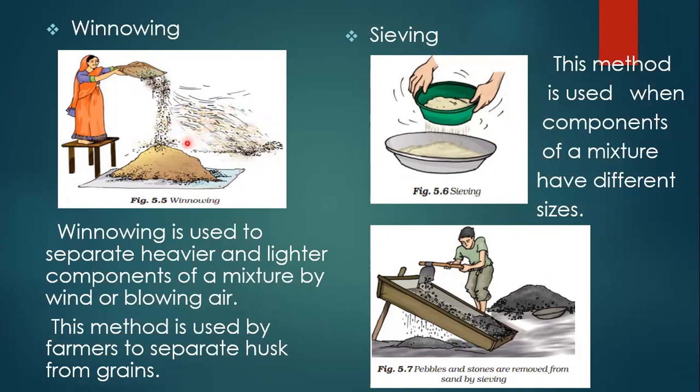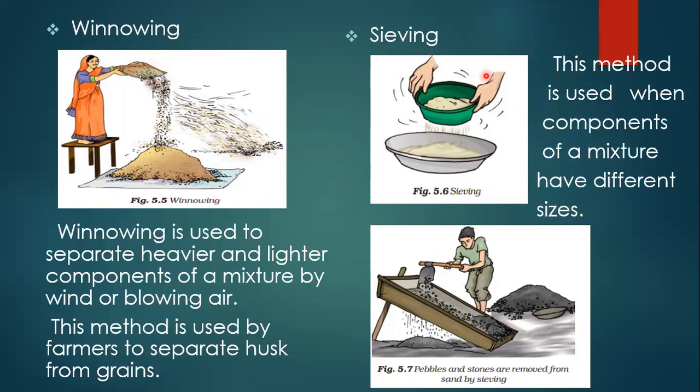This method is used in agriculture, and it is also used in household work. It is used by farmers to separate husk from grains, and it is also used to clean the grains and pulses in our homes. This figure shows winnowing. Here the components having a difference in their weight can be separated with the help of wind, that is winnowing.